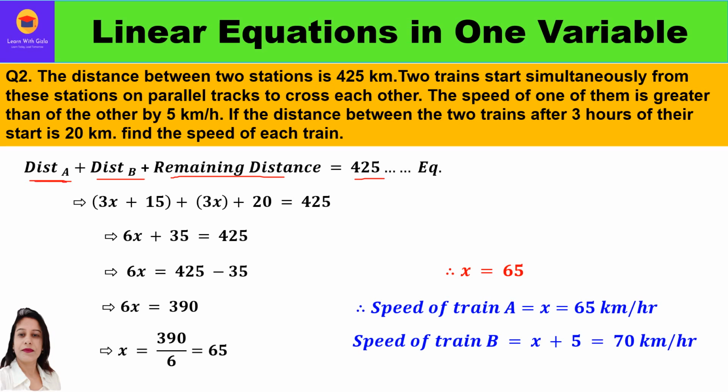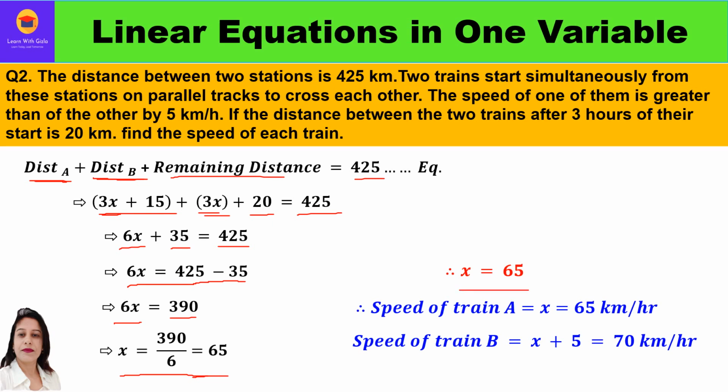Distance covered by train A is 3x plus 15. Distance covered by train B is 3x. Remaining distance is 20, equal to 425. Now we shall solve the brackets. 3x and 3x is 6x. 15 plus 20 is 35, equal to 425. Now 6x is equal to 425 minus 35, which is 390. So 6x is equal to 390. Further, x is equal to 390 divided by 6, which is equal to 65. So the value of x is 65.